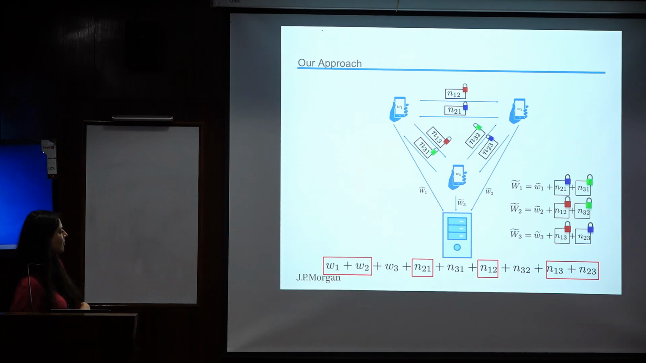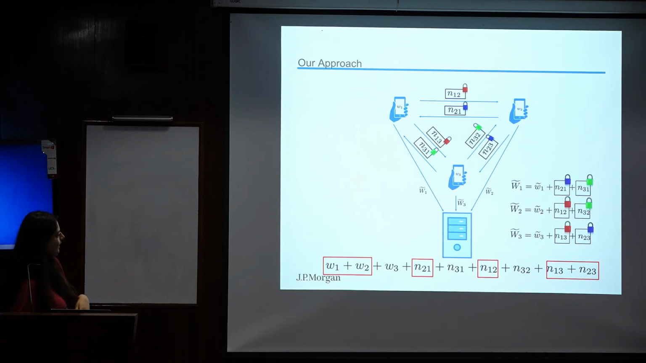But we didn't gain much here, right? Because we are still left with the noise of the third party. So we didn't gain much here. I didn't know how much noise I added to my input, but still I'm able to subtract the noise that I sent to the other parties. So I didn't achieve much here.